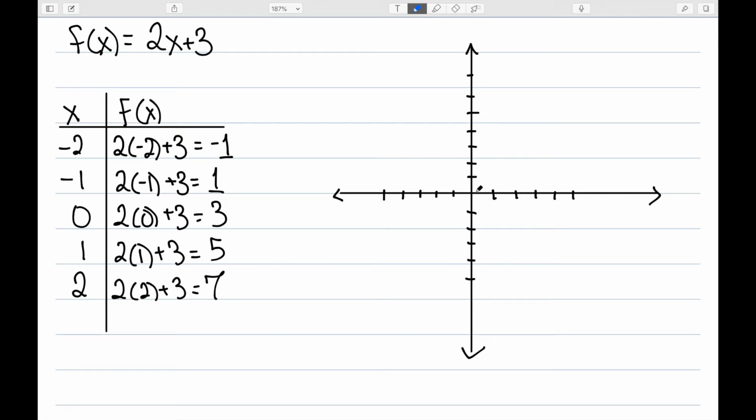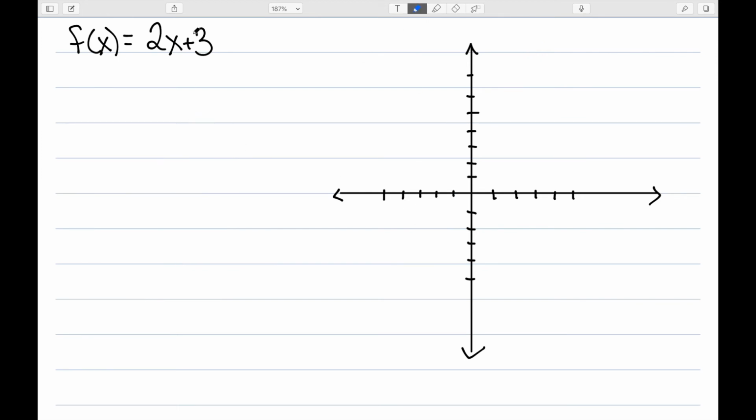I now want to graph. So my first point says go over -2 and then down to -1. I then need to go over -1 and up 1, over 0 and up 3, over 1 and up 5, and then over 2 and up 7. And then we can connect the dots. This is not going to be perfect here since I did not draw very well, but that's okay. We do get the general idea.